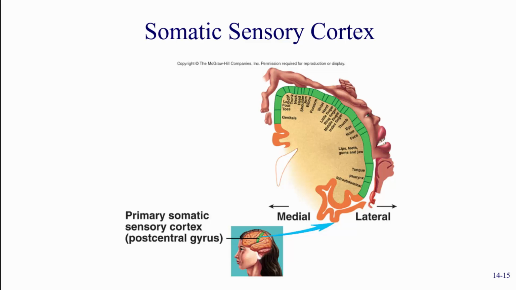Now, here's the somatic sensory cortex. Remember earlier, in the previous video, we saw what was called the motor homunculus. Homunculus, little man. Well, here is the sensory homunculus. And it looks very similar to that motor homunculus. Okay, and this just maps out the sensory areas.